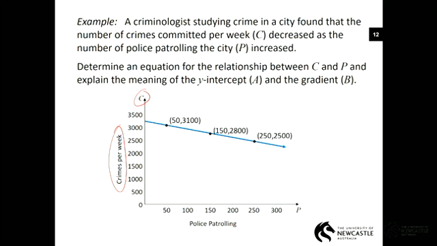As the number of police on the beat goes up, the crimes per week go down. Determine the equation for the relationship between C and P, the number of police patrolling. Explain the meaning of the y-intercept and the gradient.